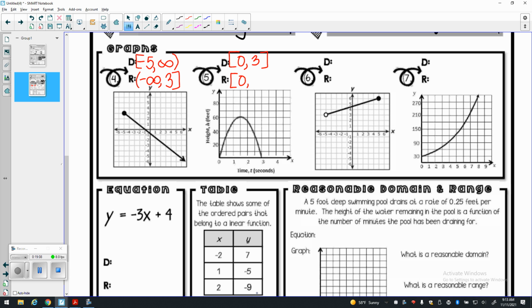Come down from the top. Point or arrow? I stop right here, right? Everybody agree? Point or arrow? Point. What's my y value at that point? 6. Open or closed? Closed, so I'm going to put a bracket. I want you guys to try number 6 right now, please. Quietly. Here we go.